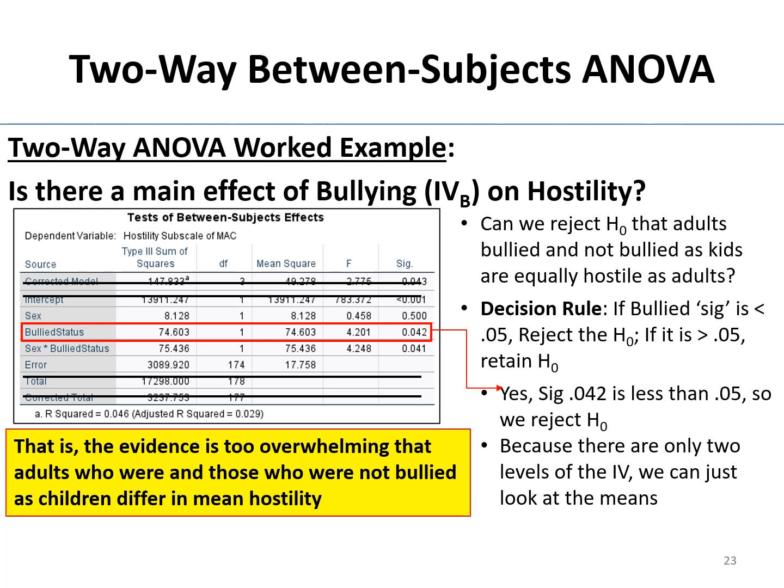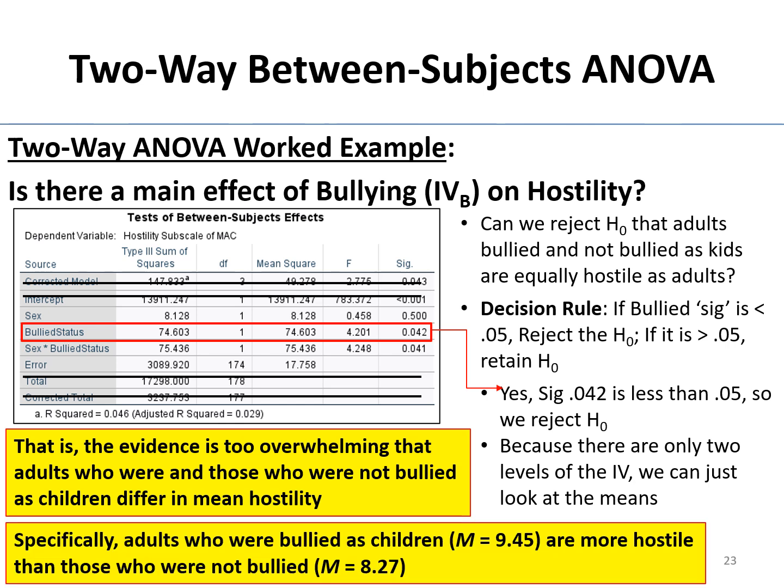So again, another way of putting this is the evidence is too overwhelming that adults who were and those who were not bullied as children differ in mean hostility, and that is one heck of a sentence. So specifically, the adults who were bullied as children, their mean was 9.45. If you go up to the means table, they're more hostile than those, meaning adults who were not bullied, at 8.27.